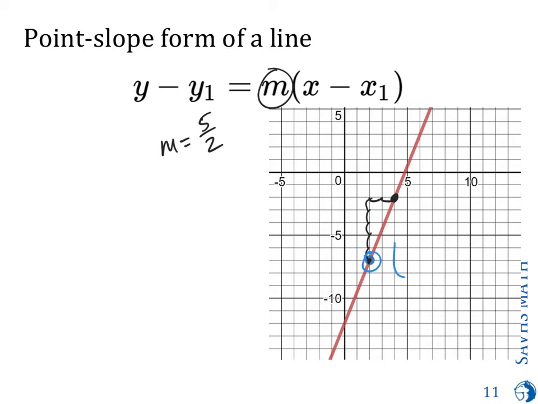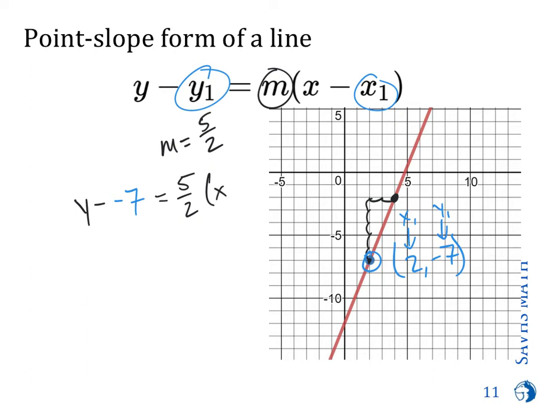Then I'm also going to use this point right here. This point is the point 2, negative 7. Okay, so this is x1 and this is y1. So that's where I get these numbers. Now I have enough to write my equation. So y minus negative 7 equals 5 halves x minus 2.